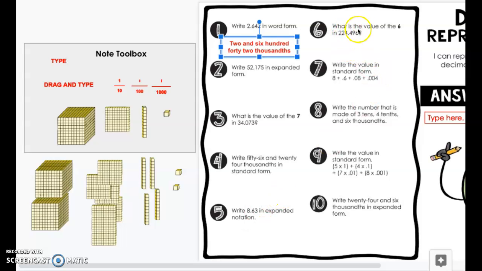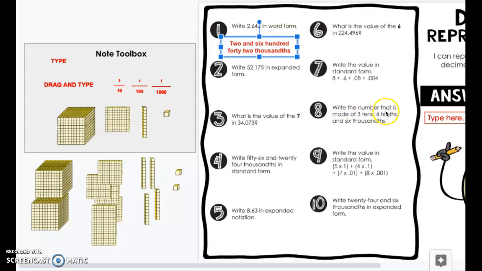Number 6, what is the value of the 6 in 224.496? Number 7, write the value in standard form. 8 plus 0.6 plus 0.8 plus 0.004. If we added those together, which number should we get?